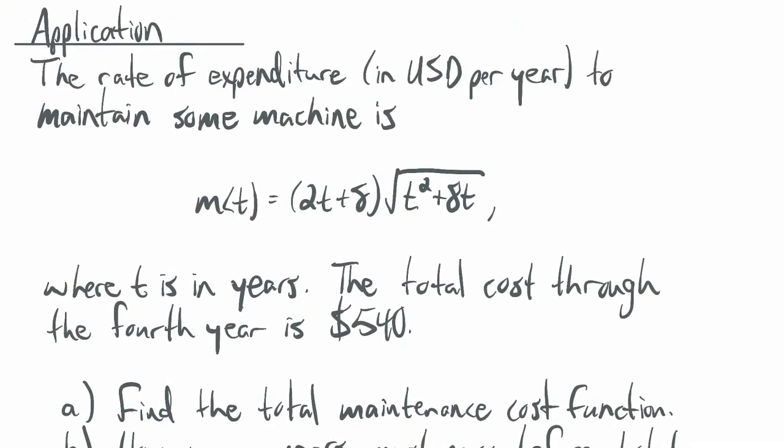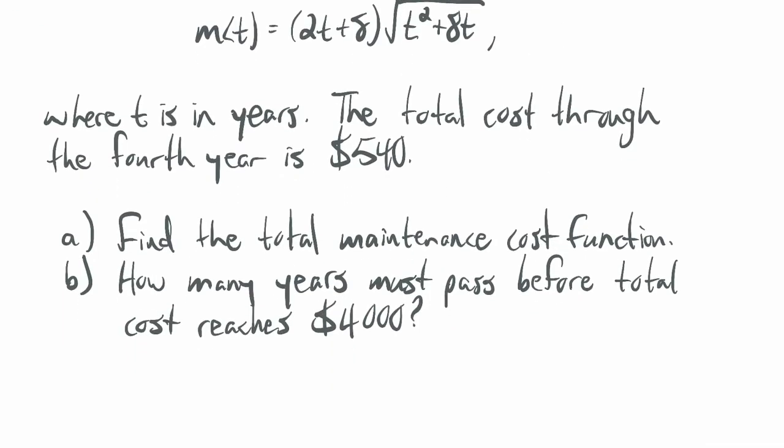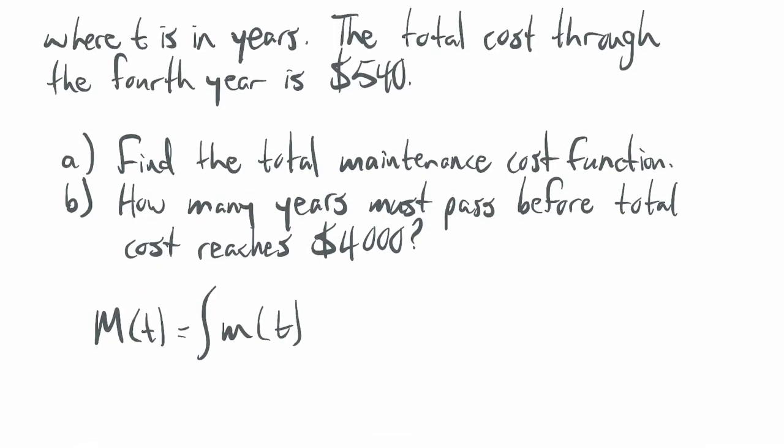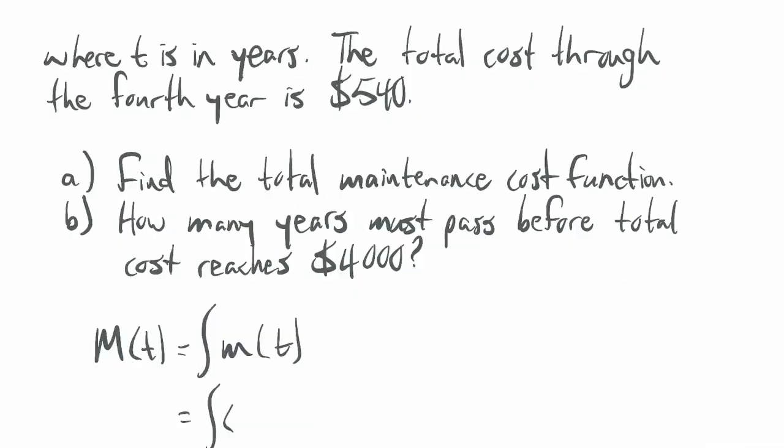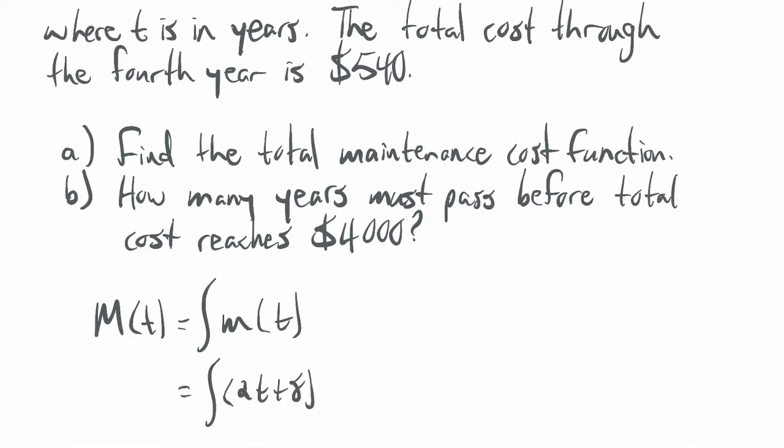Since this is the rate of expenditure, the antiderivative would be the expenditure. This is something we've talked about before. If you have a function that tells you some quantity that changes over time, and you find the derivative, that gives you the rate of change as a function of time. How does it change each month or each year or whatever? So if you're given a function that gives you the rate, you find the antiderivative to get a function that just gives you the quantity. So for part A, I want the antiderivative of that. I'm going to say big M of t equals the antiderivative of little m of t, which is the antiderivative of 2t plus 8 times the square root of t squared plus 8t dt.